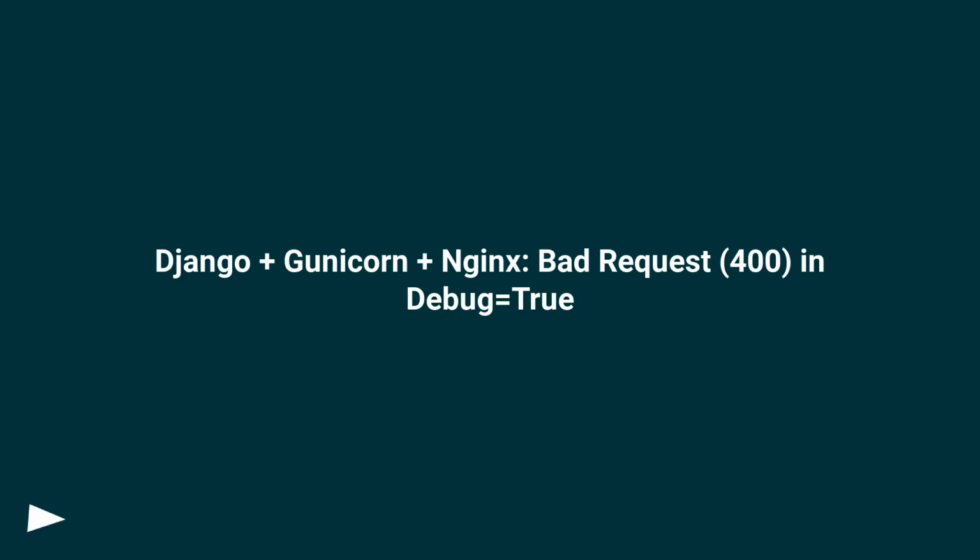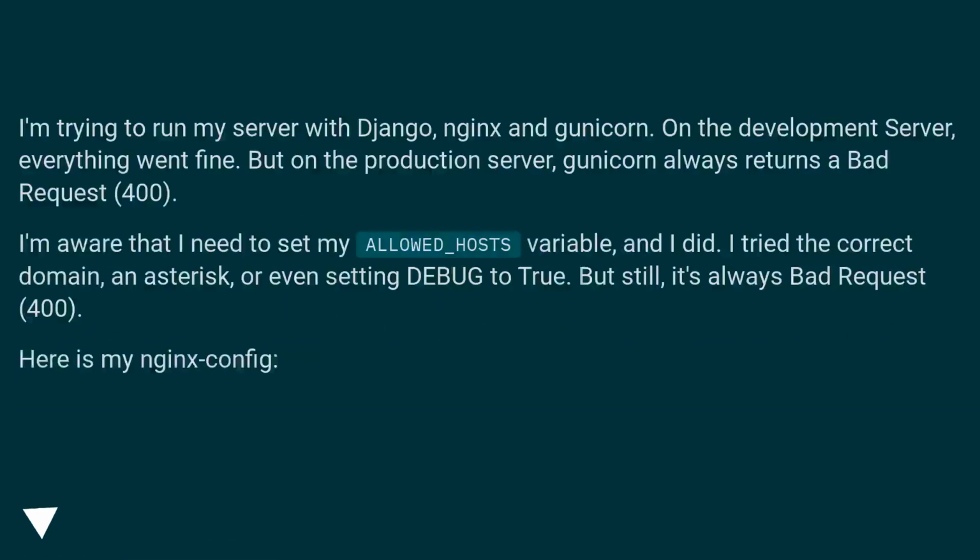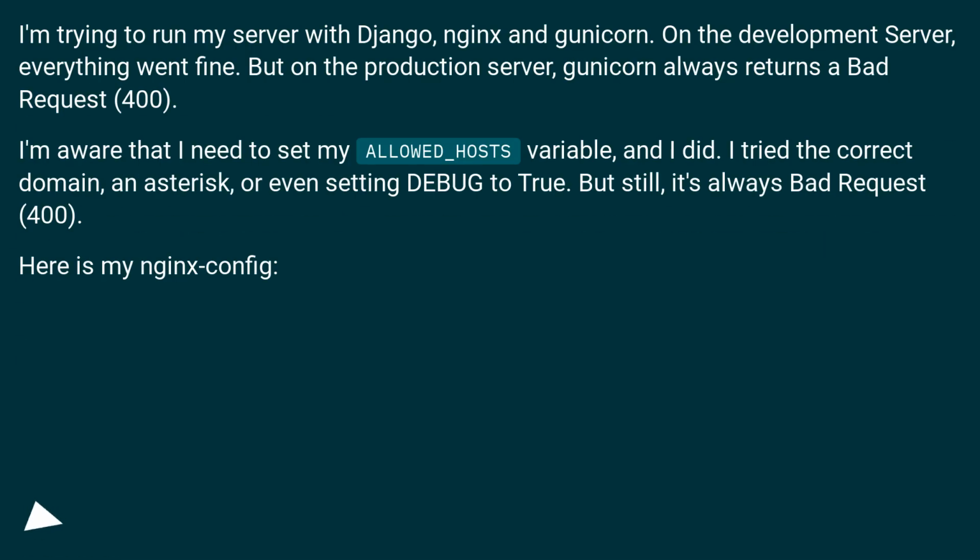Django plus Gunicorn plus Nginx, bad request 400, in DEBUG equals True. I'm trying to run my server with Django, Nginx and Gunicorn. On the development server, everything went fine. But on the production server, Gunicorn always returns a bad request, 400.